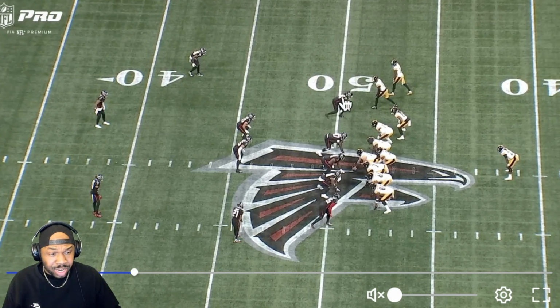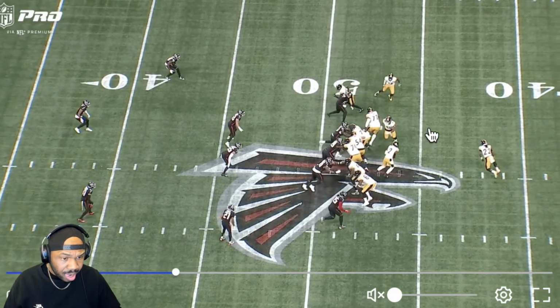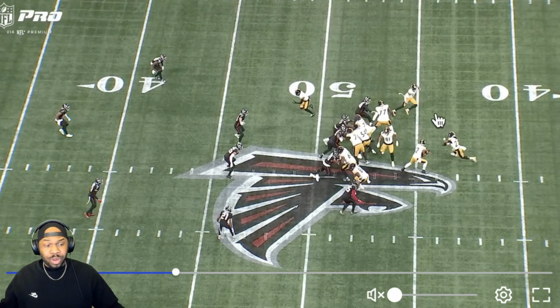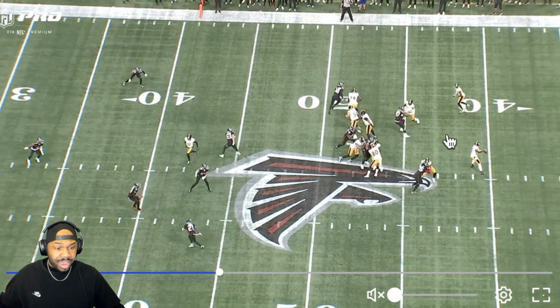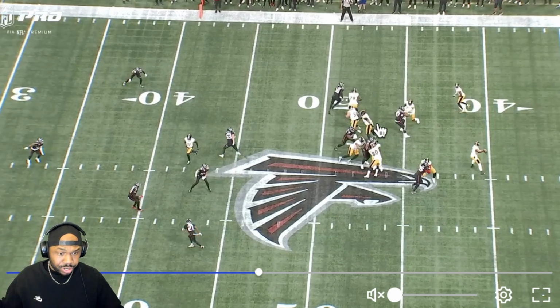So I understand why you might want to call a screen here, because they're playing so far off. And if this guy's bringing pressure, it's a numbers game, right? You have George Pickens faking like he's going to come inside, like he's going to be a reverse. You got this receiver running out. And it's supposed to work, right? If this guy brings pressure, this should be open.